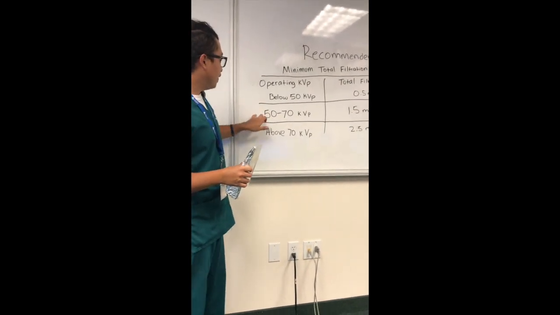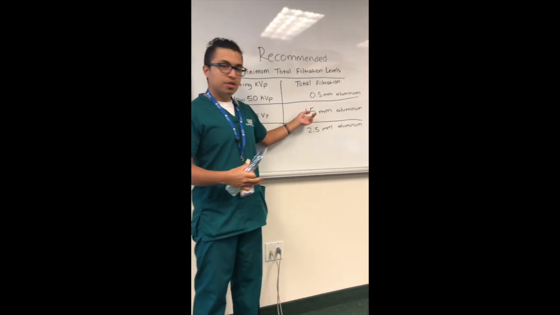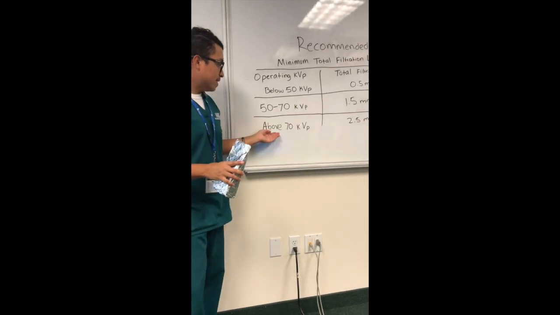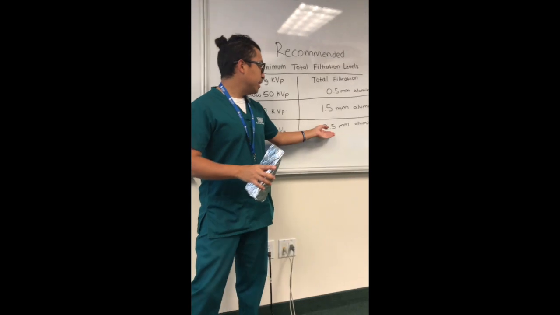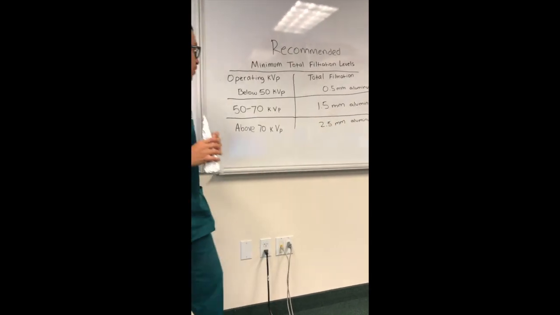On the second line, we have 50 to 70 kVp, which is a little bit stronger, but we would need that to penetrate through 1.5 millimeters of aluminum. And on the bottom row, anything above 70 kVp, we would need for 2.5 millimeters of aluminum to penetrate through.